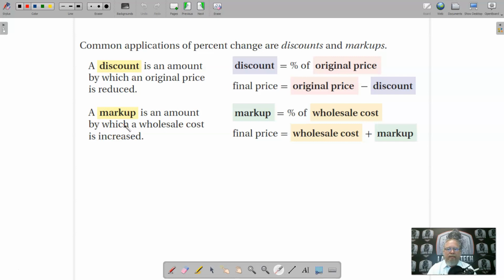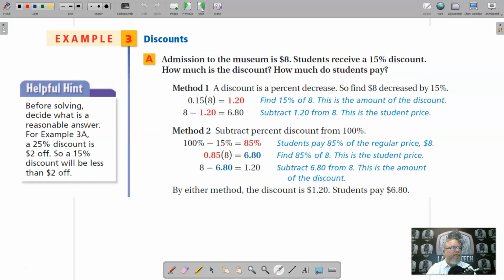Whenever a company buys a product, they have to raise the price on it to make a profit. Whenever they raise that price, that's known as a markup, and it's usually calculated as a percentage of whatever their original cost is. So the markup is a percent of the wholesale cost, the amount that the retailer, the people selling it, purchased it for. And the final price is going to be that wholesale cost, what they paid for it, plus the markup on it, what they're going to make off of it. That would equal the final price.